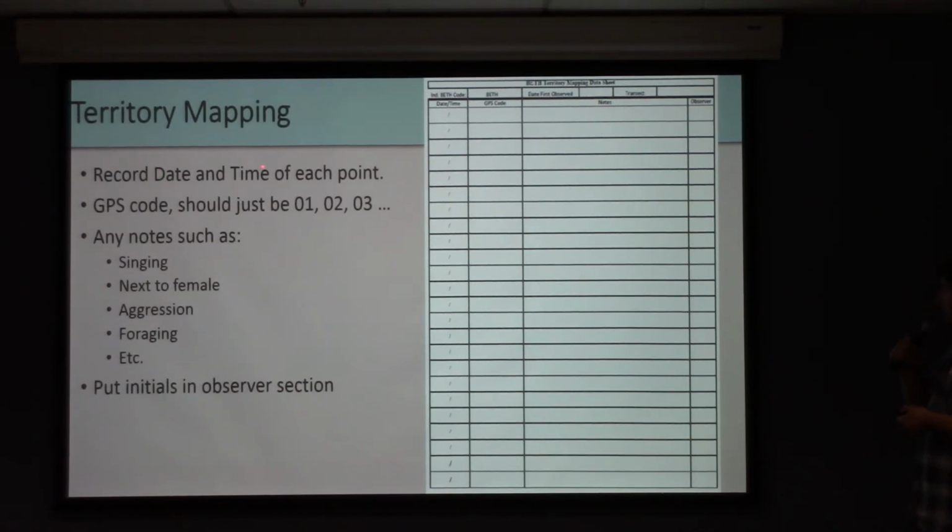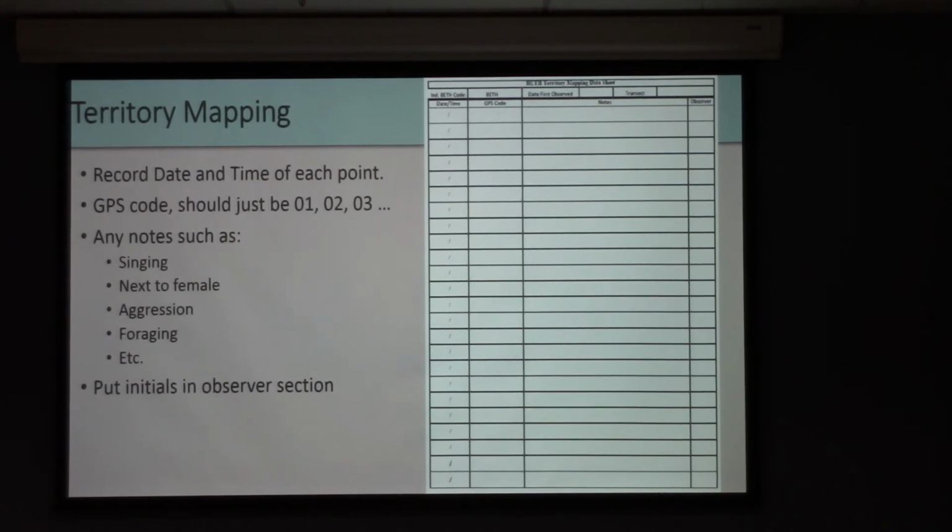So when we're doing the territory mapping, this date and time section, obviously you can just write the date for the day that you're doing it one time and then just keep track of the times. We usually don't want to be there territory mapping for more than 30 minutes. That's a long time to be sitting there harassing the birds. So try to get as many points as you can get in that amount of time and just record those times for each point. For the GPS code system, you've got 2 options.